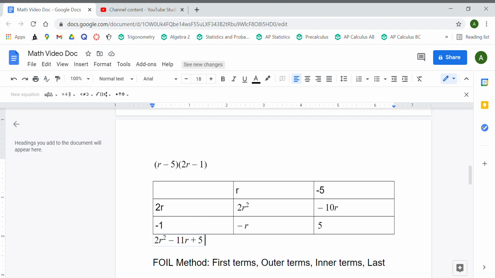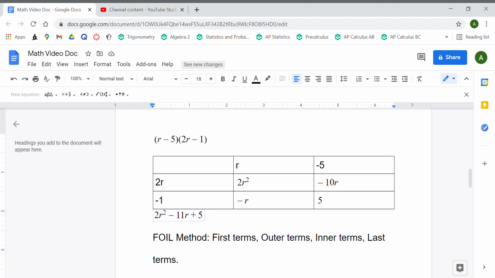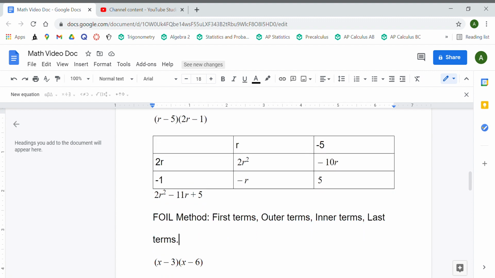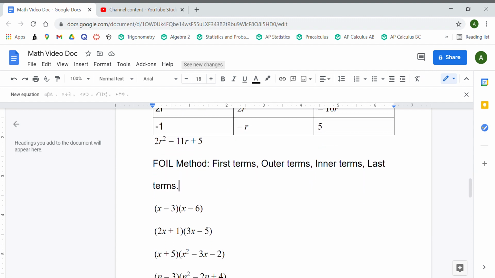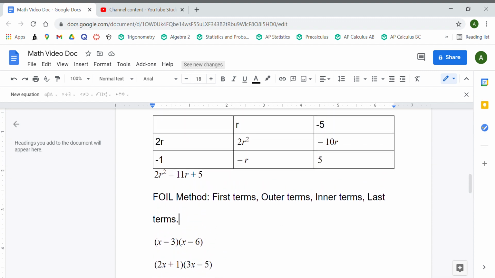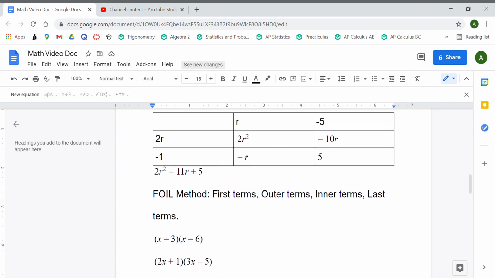Alright? Now, we're going to learn the last idea to multiply two binomials. This is a really good shortcut, you guys. It's called the FOIL method. So, FOIL method is a special way of multiplying binomials, where you take the first terms, the outer terms, the inner terms, and the last terms in order to get your result that you want.